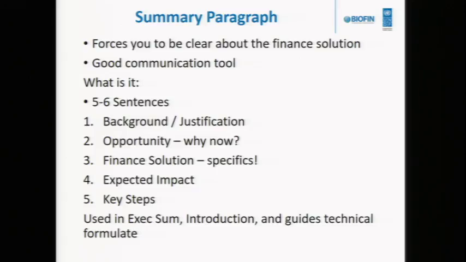So I've already expanded a bit on the summary paragraphs. This is that one at the top, but just to go back to that and bed it down. The summary paragraph forces you to be clear about the finance mechanism. It also is a great communication tool. You can also flip it into PowerPoints quite easily. It's really useful when you suddenly get asked to present on your finance solutions.